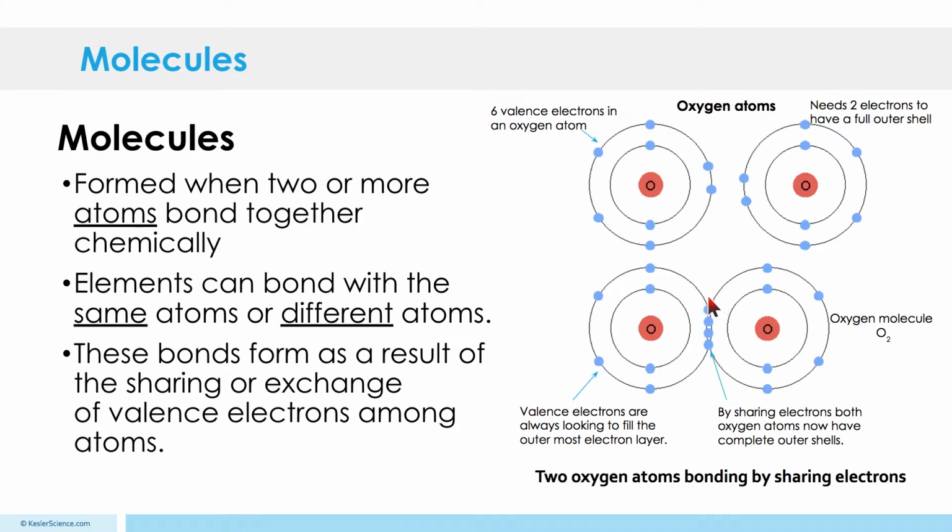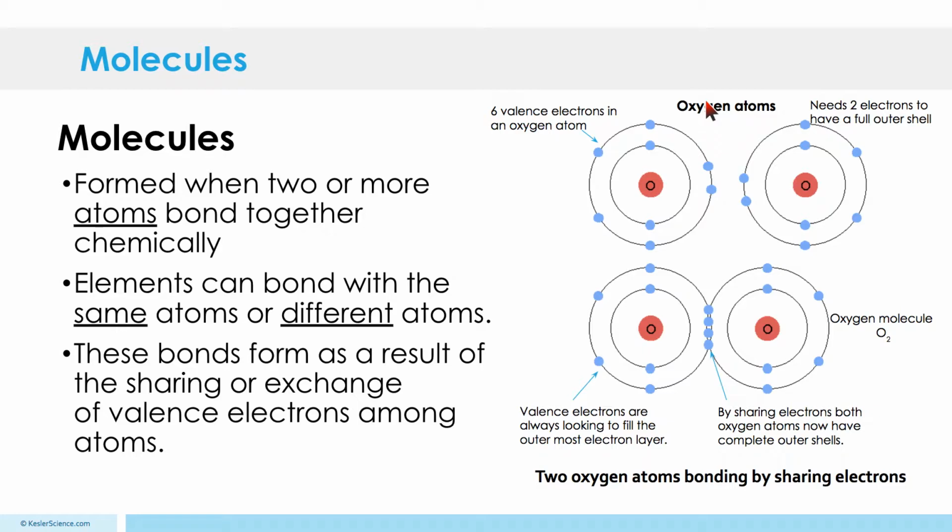They end up sharing some of their valence electrons, and now count them. They come together, they form this molecule, and now count. 1, 2, 3, 4, 5, 6, 7, 8. 1, 2, 3, 4, 5, 6, 7, 8. Because they're sharing these valence electrons, now it's a very stable molecule, when previously by themselves they weren't as stable.